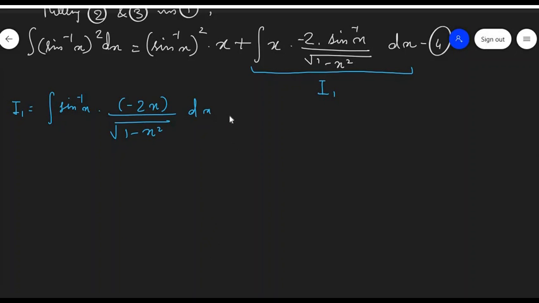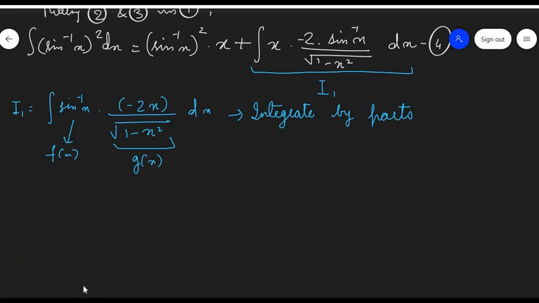Here also I am going to integrate it by parts, since I see that two functions are in multiplication. For the first function, I have to select the one which is easier to differentiate. So I am going to select sin⁻¹x as the first function, and this term, the second function, will become g(x).